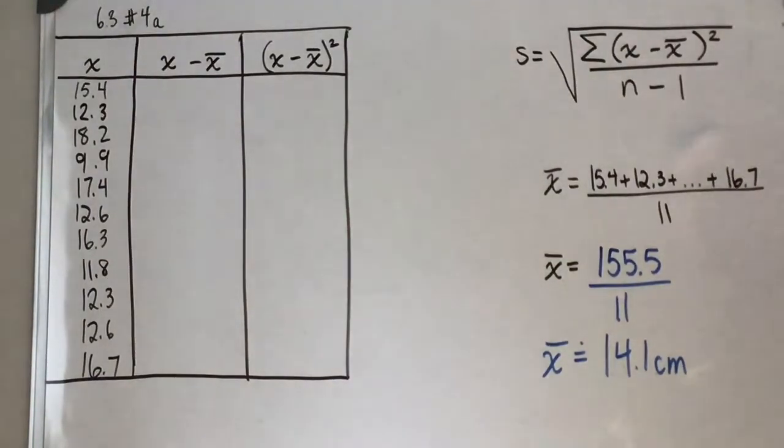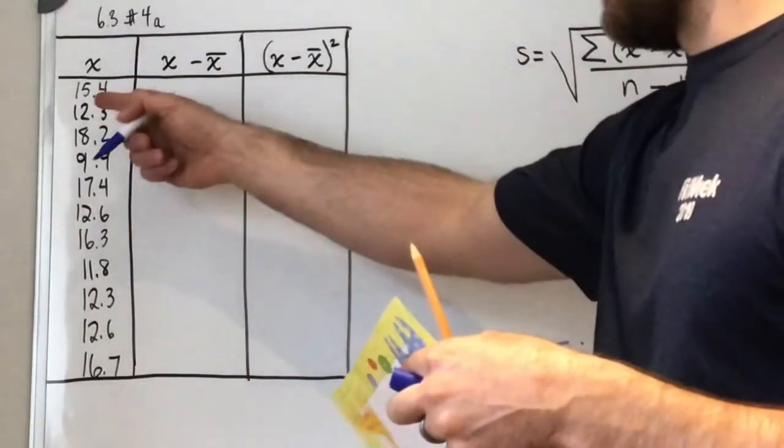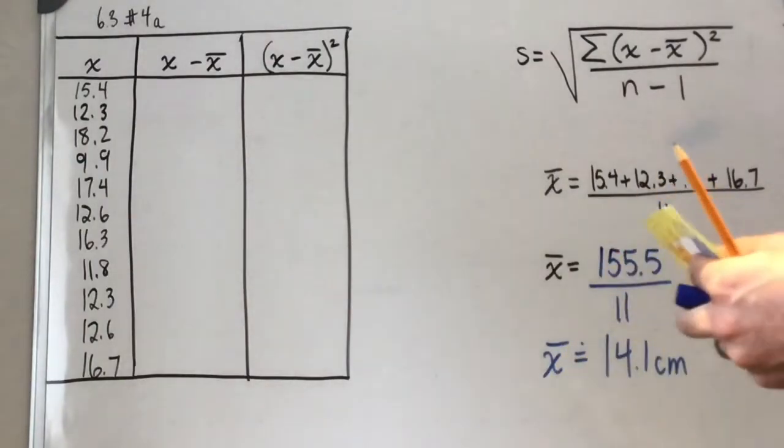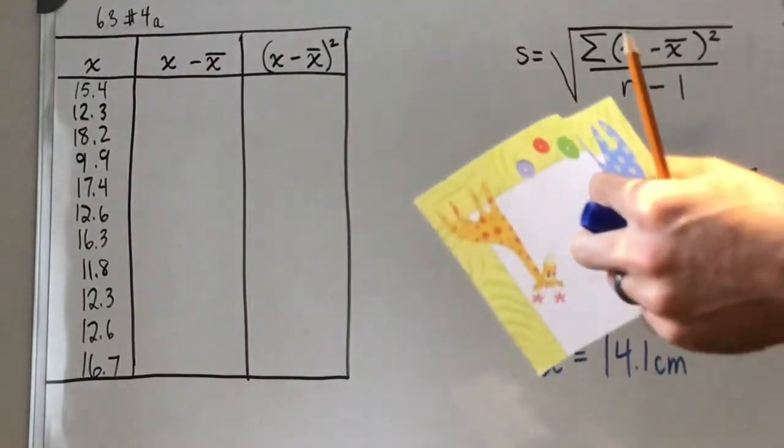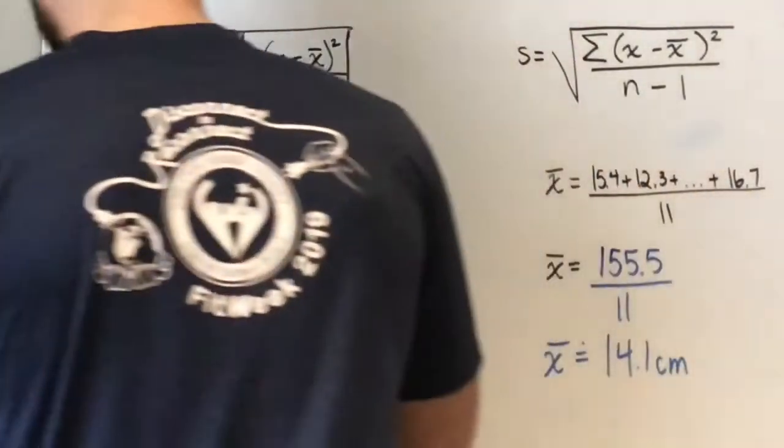Okay, so now that we have that, we can subtract each of our x values from that sample mean. I'm going to go through and just fill that out in the table, and then we'll talk about it here.